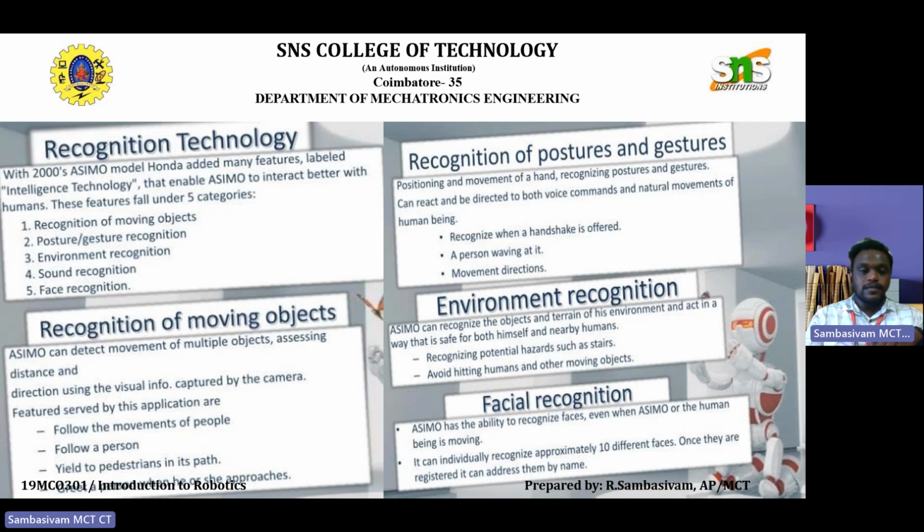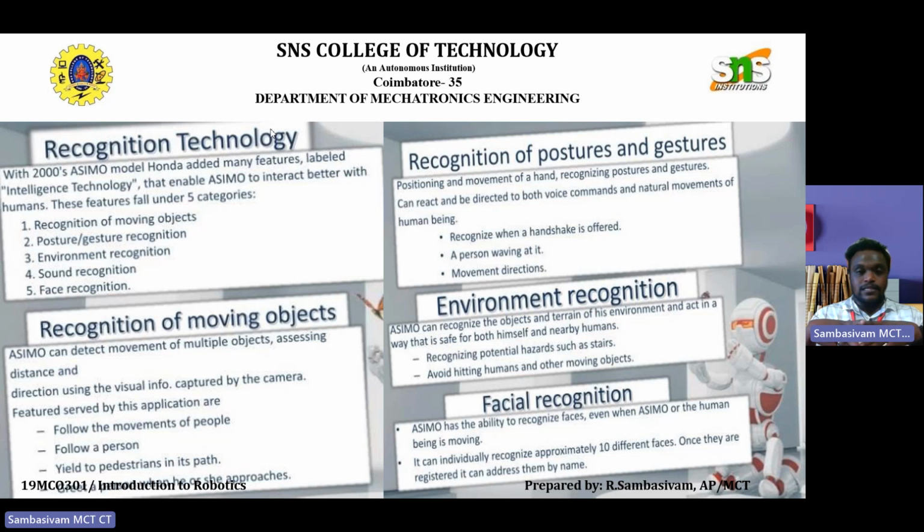Recognition of moving bodies is applied to the movement of a person, such as yielding the path to pedestrians and whether he or she approaches a certain object. This can be detected using the movement of multiple objects, assessing the distance and direction using the visual information captured by a camera.